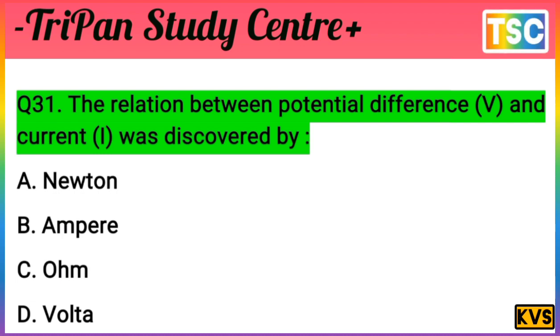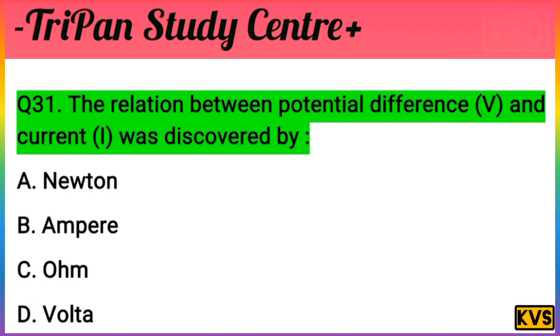Not given by Newton, not Ampere, not Volta. It was given by Ohm. The relation is V equals IR, V equals IR, given by Ohm. It means option C is correct here. Option C, Ohm.